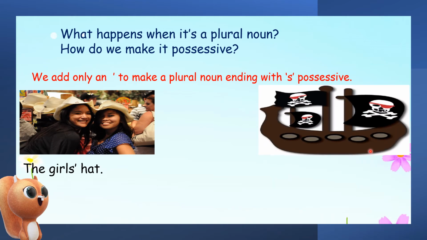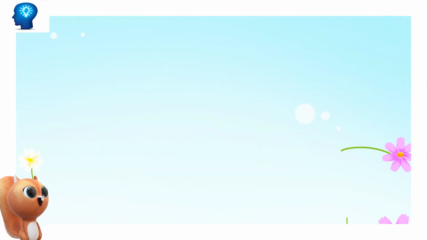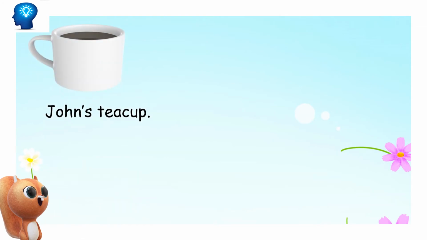Let's look at another example. The pirates' ship. As you can see, the word pirates is a plural noun, so all we need to do is add apostrophe right behind the S, unlike the singular nouns where we have to add both apostrophe and S.